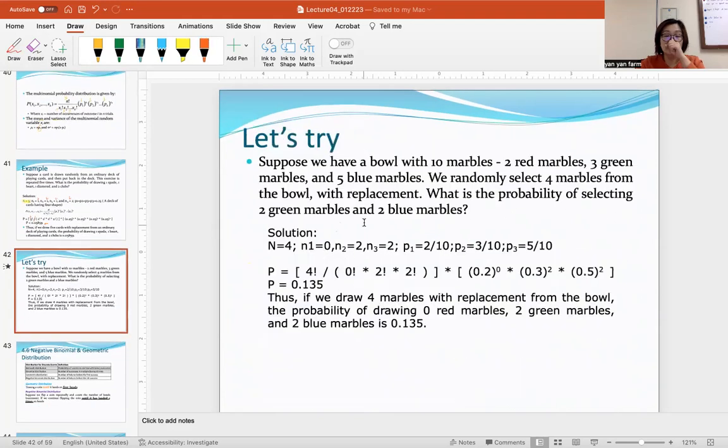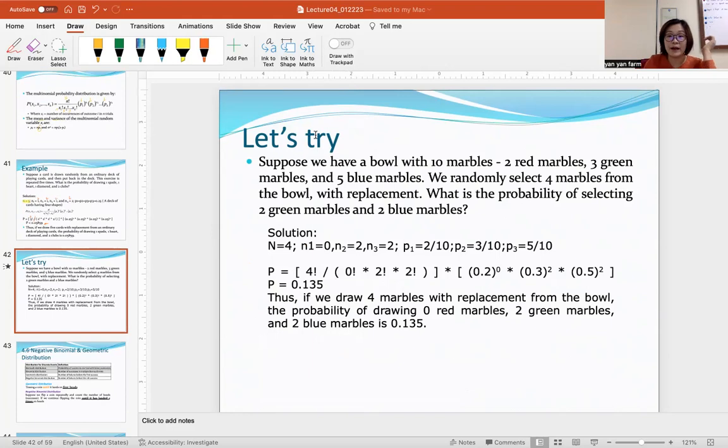Okay. Let's try another one. Suppose we have a bowl with 10 marbles, 2 red marbles, 3 green marbles, and 5 blue marbles. We randomly select 4 marbles from the bowl with replacement. What is the probability of selecting 2 green marbles and 2 blue marbles?